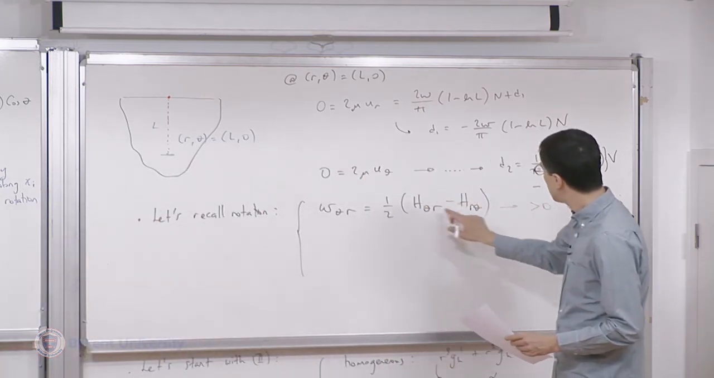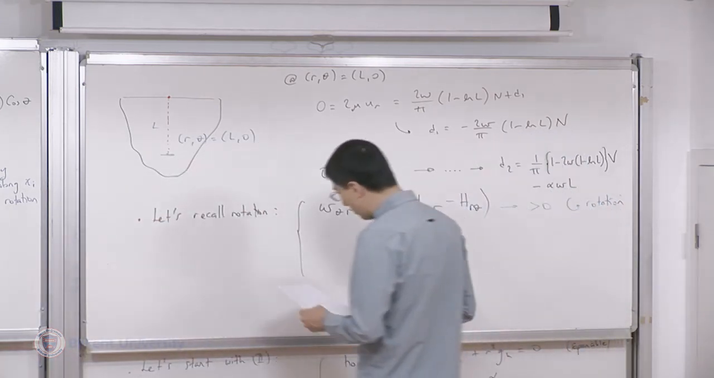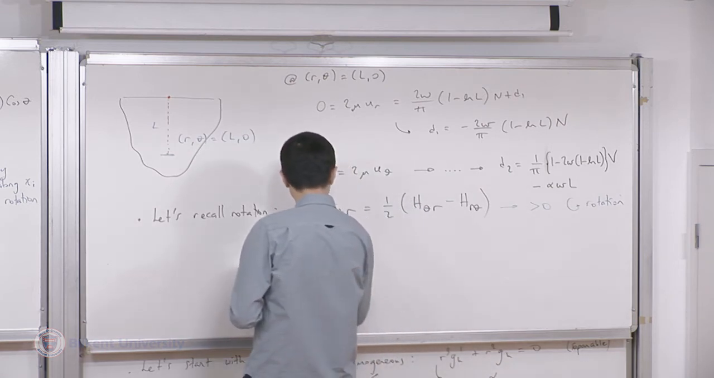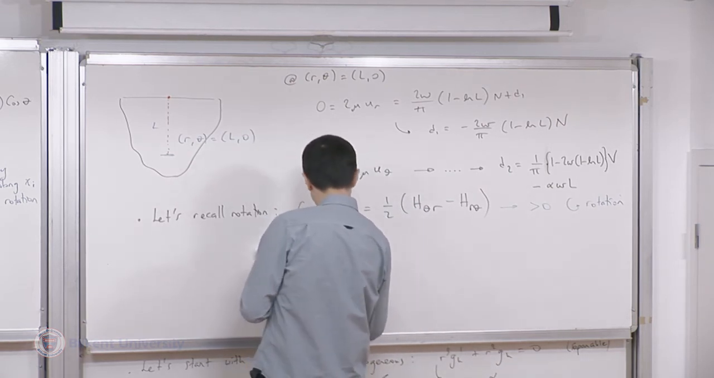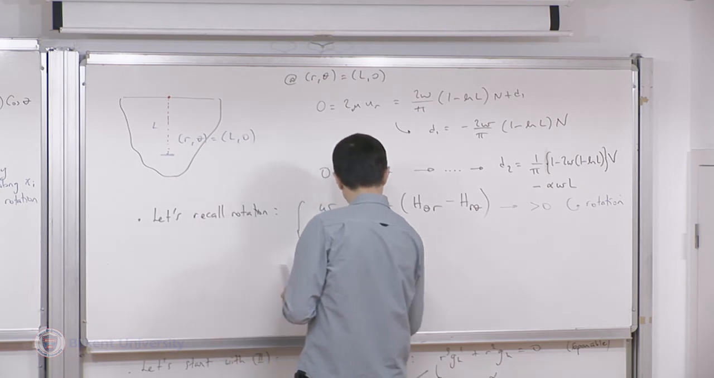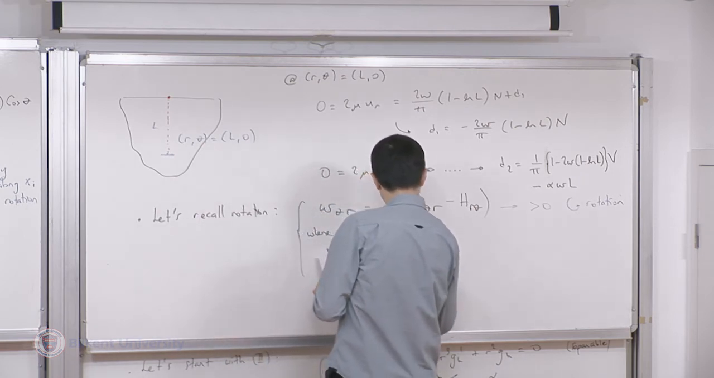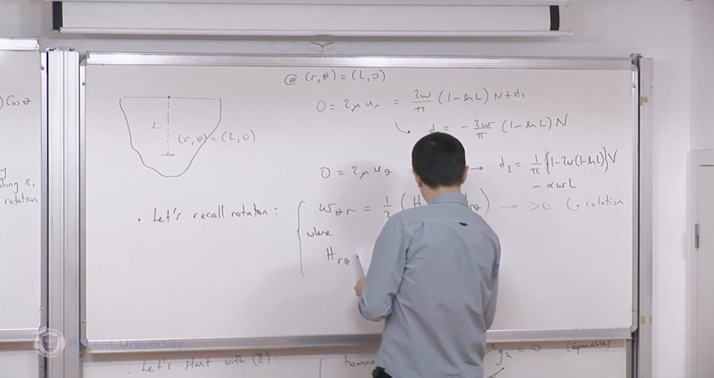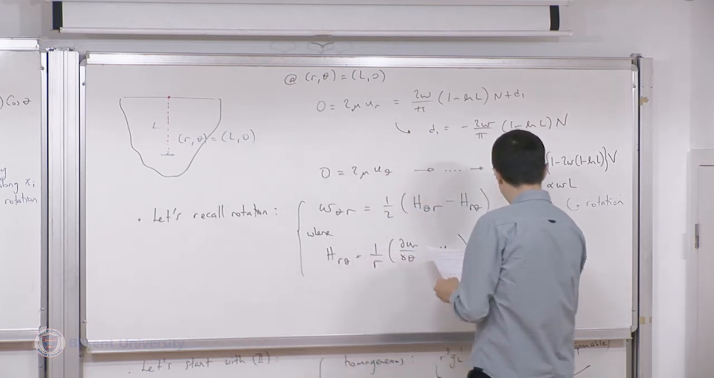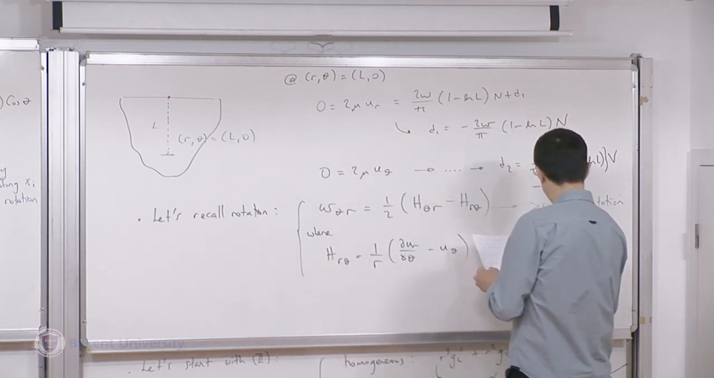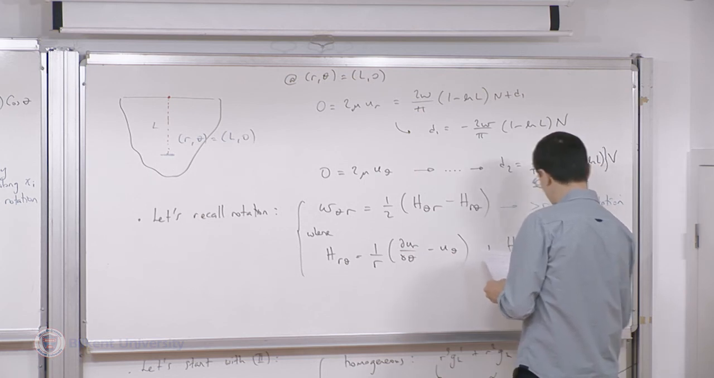Okay. I'm just going to record here for your reference again what the displacement gradients are. So h r theta is equal to 1 over r del u r del theta minus u theta. And h theta r is equal to del u theta over del r.